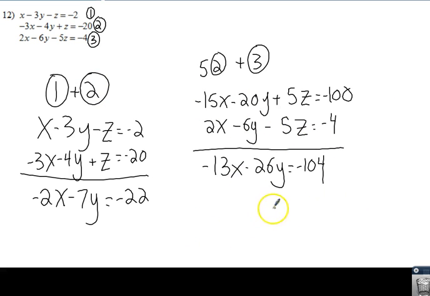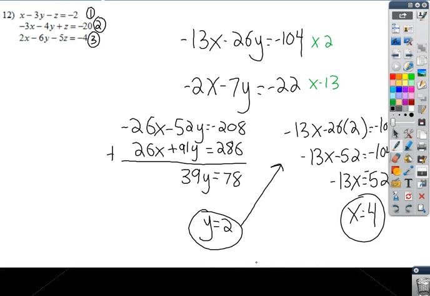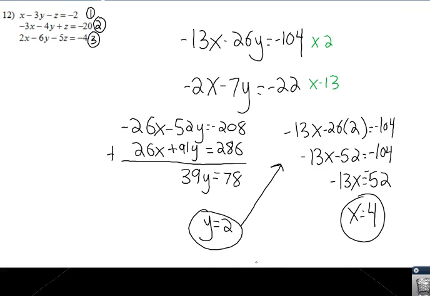What variable should I go after, do you think? X is probably your easiest bet here, which is what I'm going to show you right here. X is your easiest bet simply due to the fact that I can multiply the top equation by 2, the bottom equation by negative 13. Truth be told, you can multiply the top equation by that negative 2 and the bottom equation by 13 and be fine. So when you do this, you add them together, you get 39y equals 78. Divide by 39, you get y equaling 2.